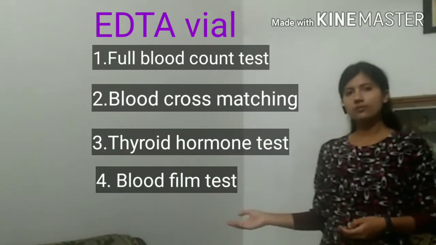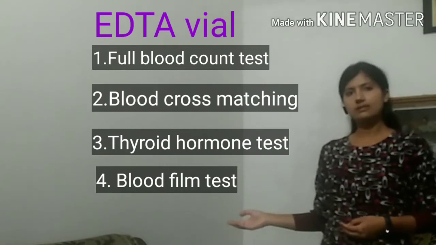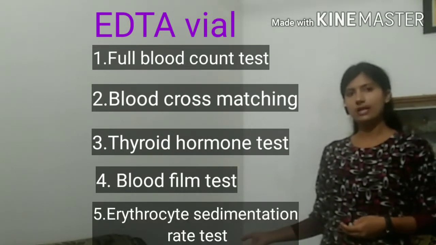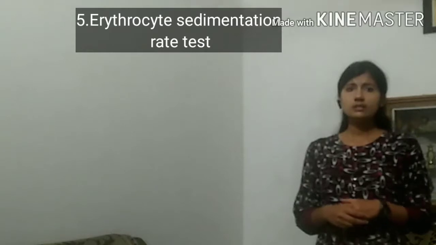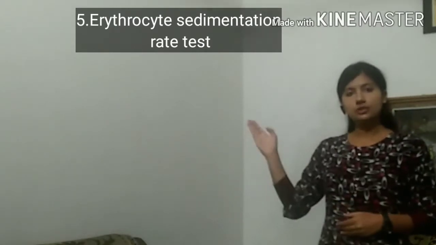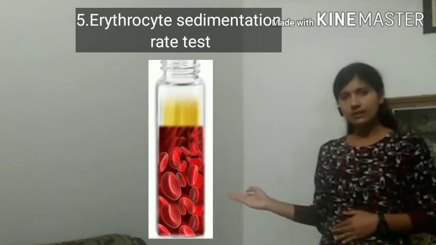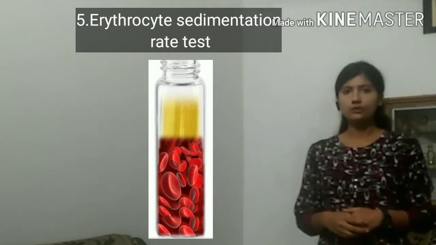Fourth, blood film test for abnormal cells or malaria parasites. Fifth, erythrocyte sedimentation rate test. ESR is a measure of the distance in millimeters that RBCs have descended in 1 hour while in the purple tube. Next, red vial. It is also known as plain vial.